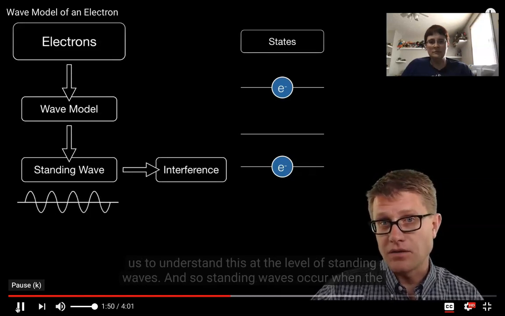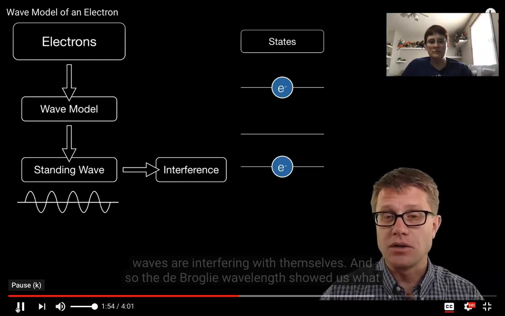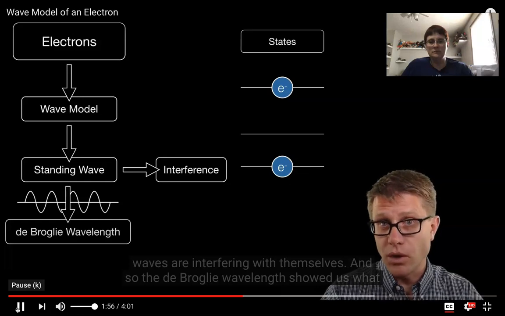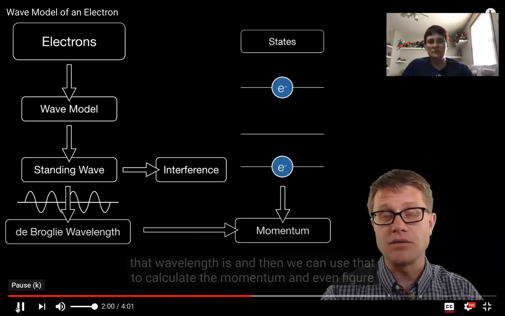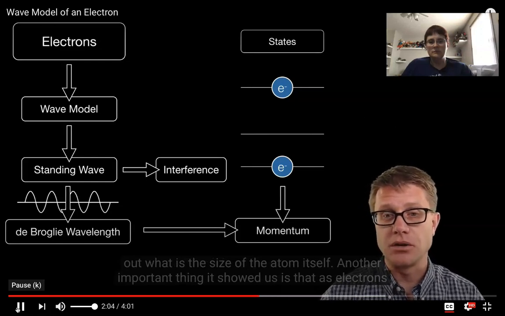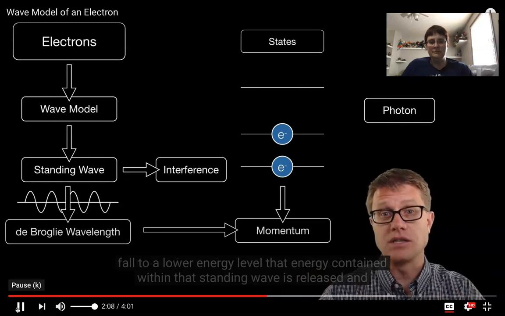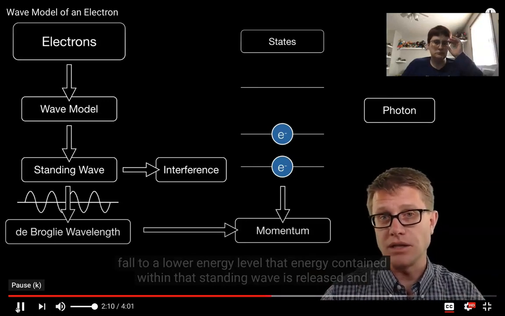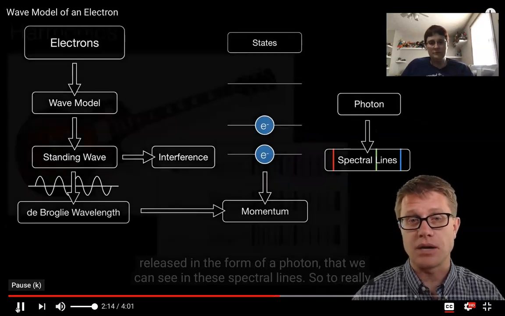And so standing waves occur when the waves are interfering with themselves. And so the de Broglie wavelength showed us what that wavelength is, and then we could use that to calculate the momentum and even figure out what's the size of the atom itself. Another important thing it showed us is that as electrons fall to a lower energy level, that energy contained within that standing wave is released in the form of a photon that we can see in these spectral lines.